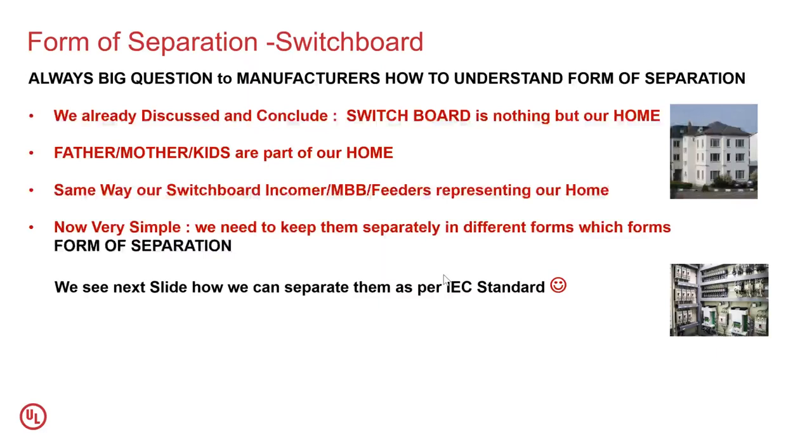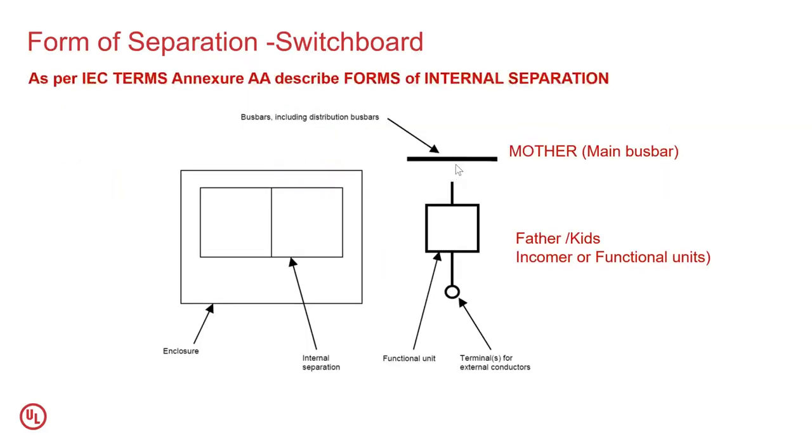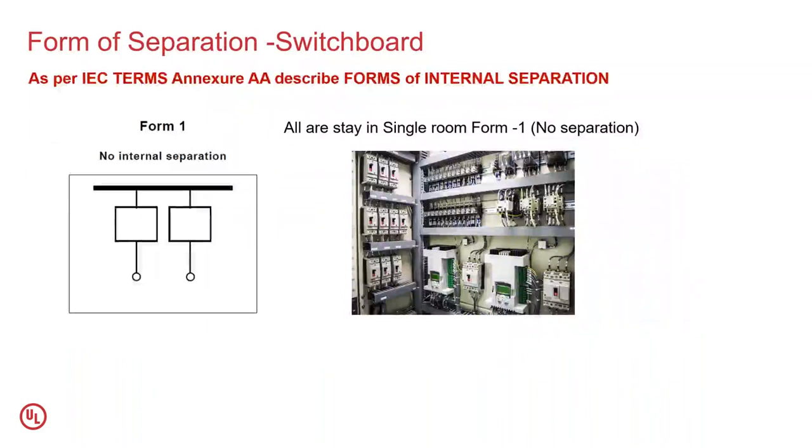Let me see how easily you can understand this. Refer to this: horizontal busbar or vertical busbar, I already told you, mother and father are the incomer and kids are the functional units. The same illustration is given in Annex AA of the IEC, enclosure and internal separation. If everyone, father, mother, kids, is in one studio or one room, there is no internal separation. If everybody is in one room, one home, one chamber, there is no internal separation; everybody can reach anywhere. Means I can reach the horizontal busbar, I can reach the adjacent room, everywhere I can go around. This refers to form 1 separation. You can see the reference picture on the right side. There is no separation there. Clear? Horizontal busbar, feeders and outgoing connections, everything is in one room.